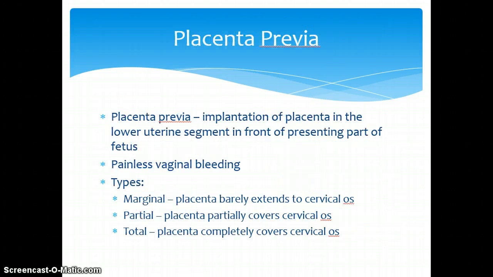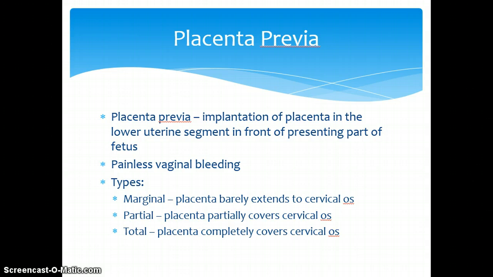Placenta previa. Placenta previa is implantation of the placenta. This is a late bleeding disorder of later pregnancy. It's implantation of the placenta in the lower uterine segment in front of the presenting part of the fetus. Placenta previa usually presents with painless vaginal bleeding. There are 3 main types, and that's in figure 14.3.